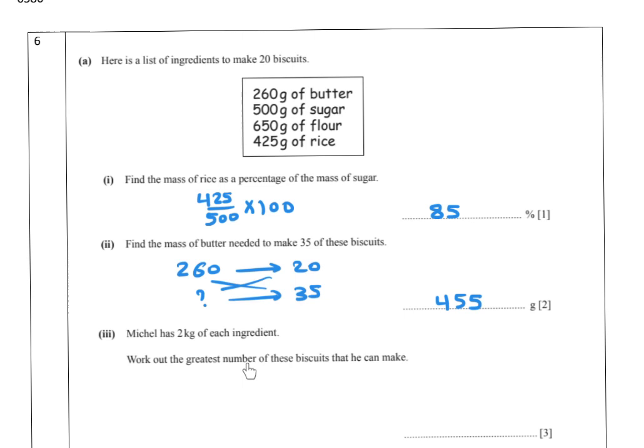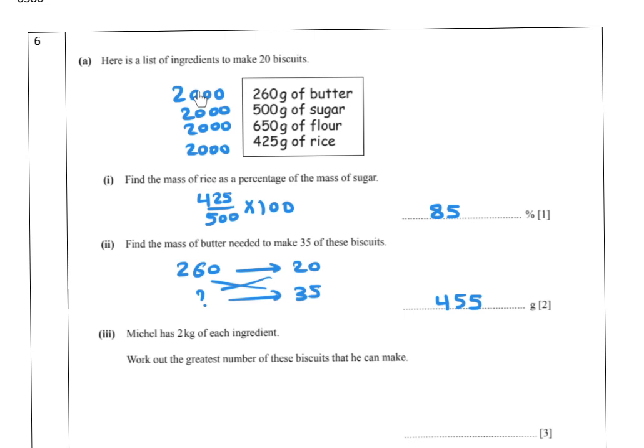Triple I, Michelle has 2 kg of each ingredient. Work out the greatest number of these biscuits that he can make. 2 kilograms, this means 2000 grams from each ingredient. So 2000 grams from butter and 2000 grams from sugar and 2000 grams from flour and 2000 grams from rice. If you have 2000 grams of butter, so how many biscuits you can make with 2000 grams of butter?